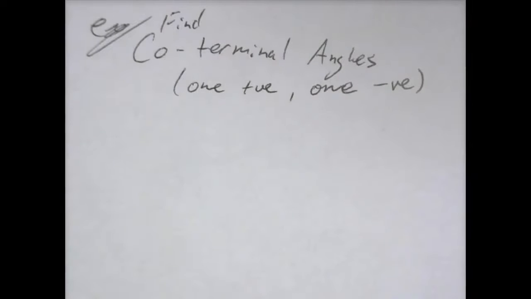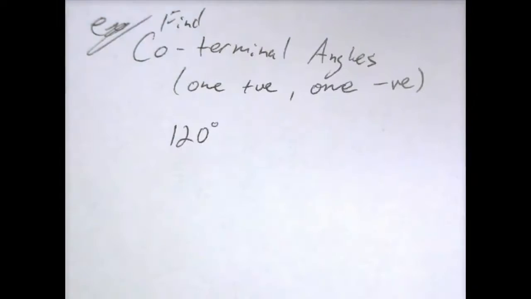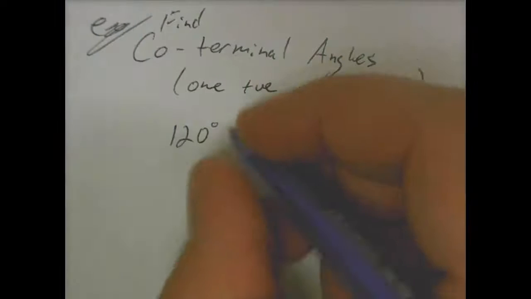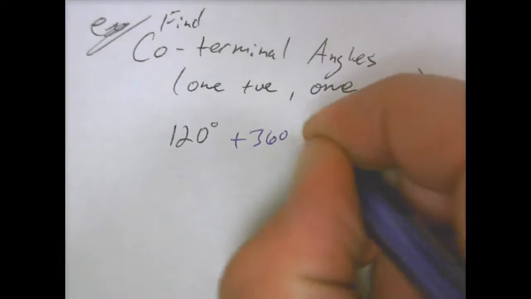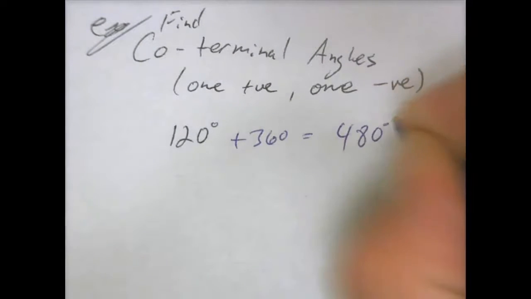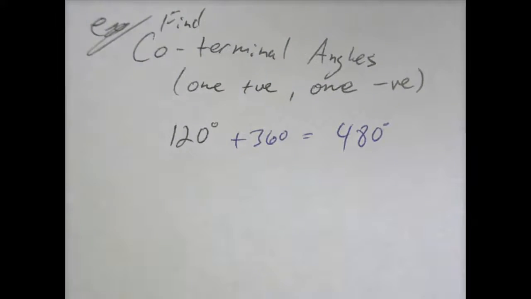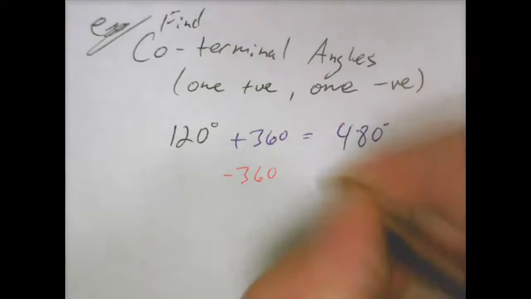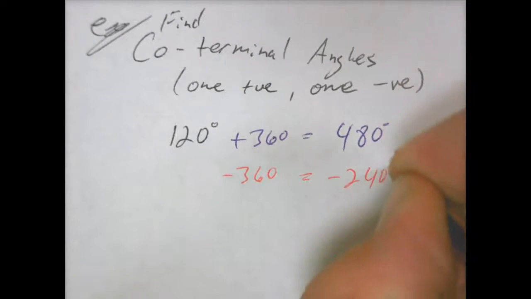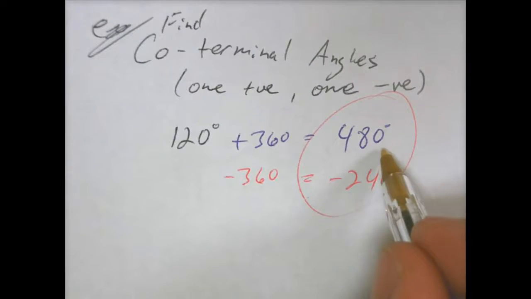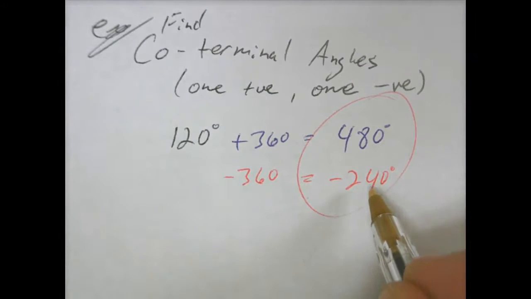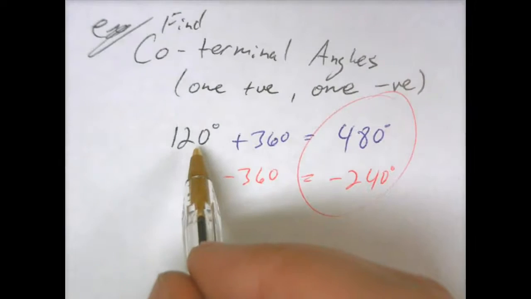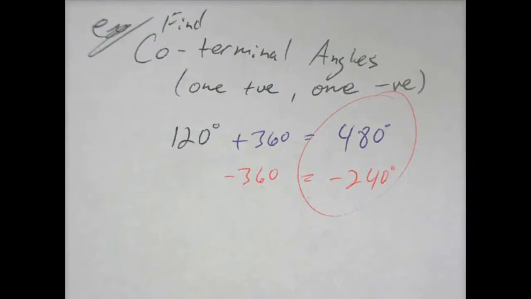So say we are trying to find some coterminal angles, one positive, one negative, and I am given the angle 120 degrees. Well, the way I can find a positive one is if I add a full circle to it, then this would end up being 480 degrees, and if I subtract a circle from it, minus 360, this would end up being negative 240 degrees. So there I have it, a positive angle and a negative angle that I know are in the same exact position as 120 degrees. So if you really want to, we can check that.